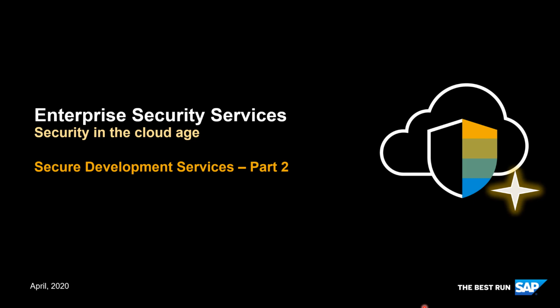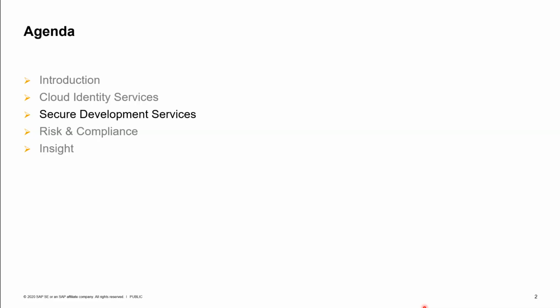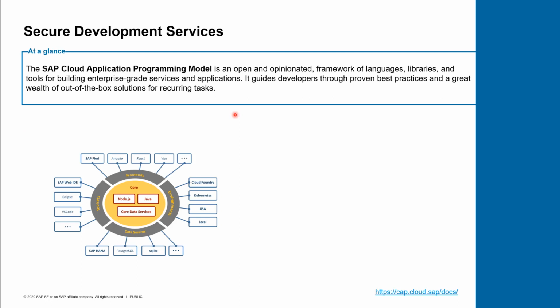The second part, as promised, on secure development services. So we are still here on this topic, and this time I will speak about SAP Cloud Application Programming Model. The SAP Cloud Application Programming Model is an open and opinionated framework of languages, libraries, and tools for building enterprise-grade services and applications. It guides developers through proven best practices and a great wealth of out-of-the-box solutions for recurring tasks.